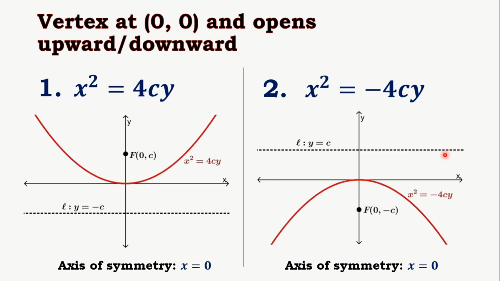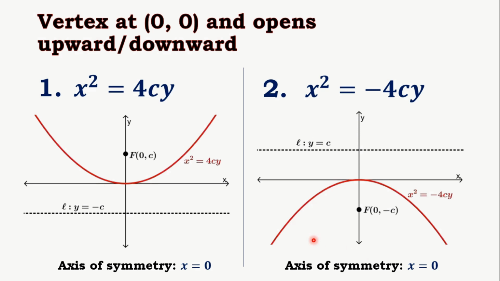Since it's a horizontal line, then it will pass through y-axis. Its equation is y equals negative c if it passes through below the x-axis, and y is equal to c if it's above the x-axis. The axis of symmetry for both illustrations is perpendicular to x-axis and passes through the vertex. Hence, its equation is x equals 0.